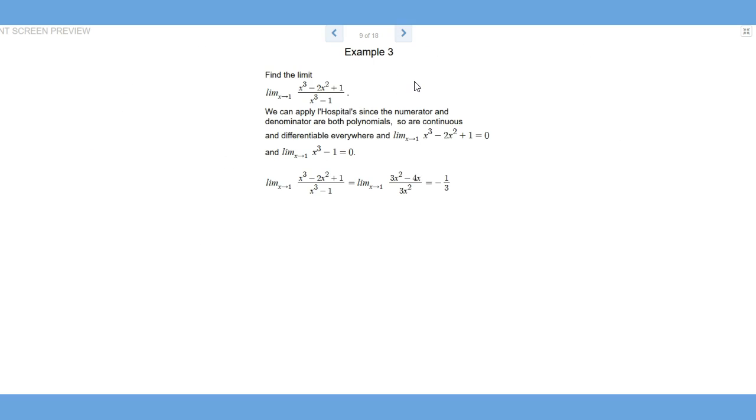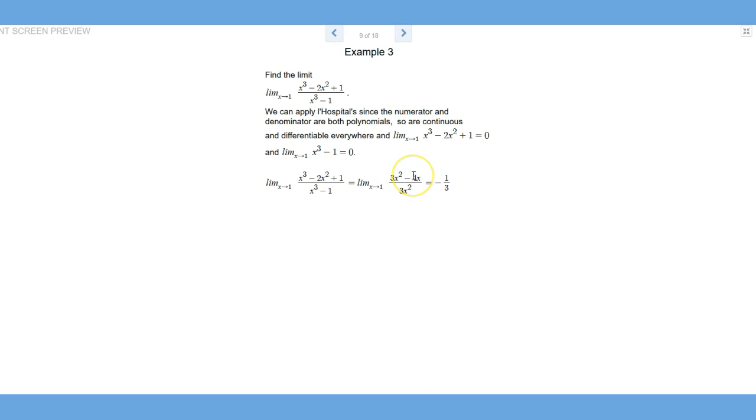Here's an example given as just a function, not the graph. So if you look at the numerator and denominator, these are each polynomial functions. They're continuous. So the limit as x goes to 1 of each of these is just found by evaluating each of them. So since the limit as x goes to 1 of this numerator is 0, and the limit as x goes to 1 of this denominator is 0, I can use L'Hopital's.